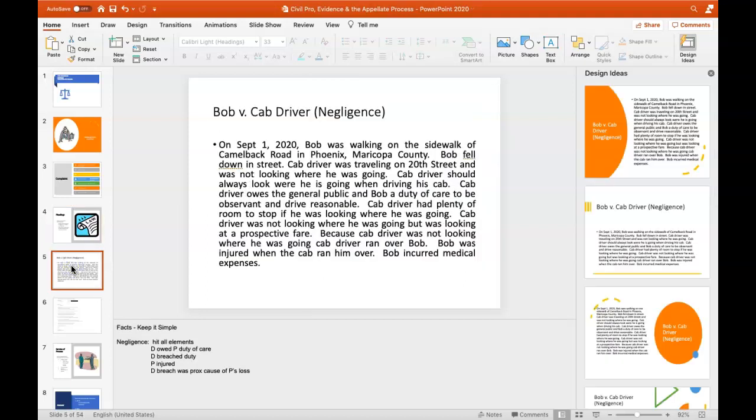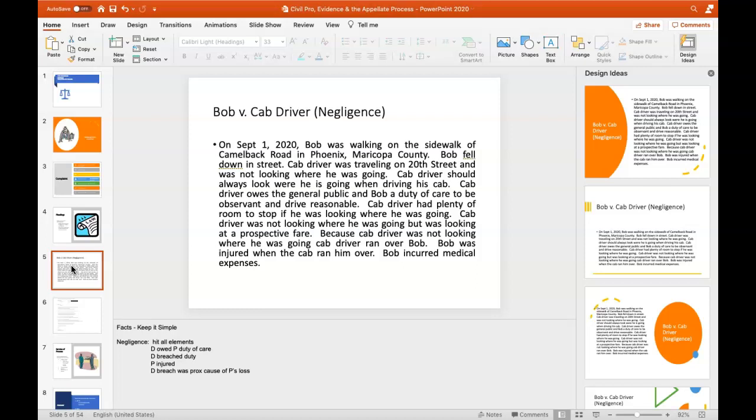Here is an example of a complaint for a negligence case, Bob versus cab driver. On April 20th, 2020, Bob was walking on the sidewalk of Camelback Road in Phoenix, Maricopa County. Bob fell down in the street. Cab driver was traveling on 20th Street and was not looking where he was going. Cab driver should always look where he is going when driving his cab. Cab driver owes the general public and Bob a duty of care to be observant and drive reasonably.